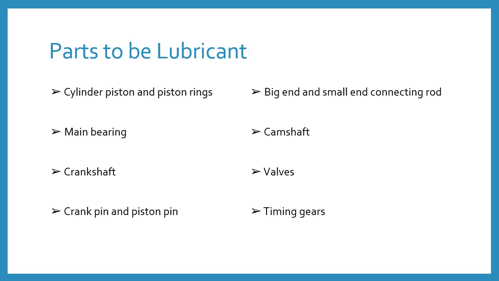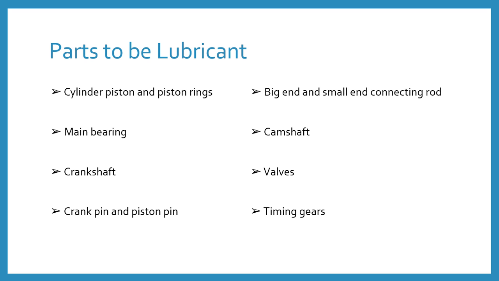Between the cylinder and the piston, reciprocating movements occur. So to maintain the reciprocating movement of the piston smoothly inside the cylinder, we need some lubrication added there. That's why the cylinder, piston and the piston ring are parts to be lubricated.